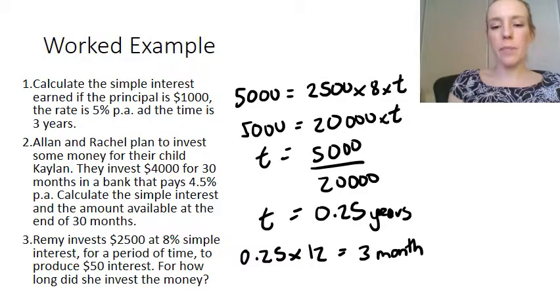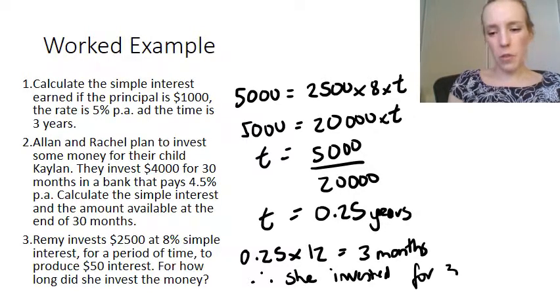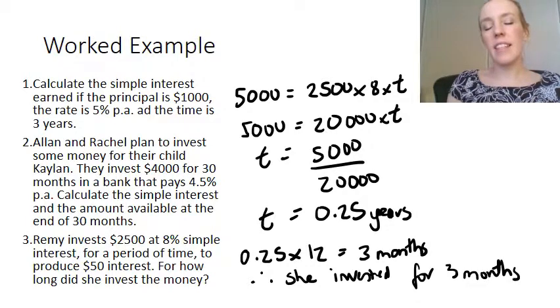So it's 3 months. So therefore, she invested for 3 months. You could leave it as that 0.25 years, but it's kind of a weird way to measure time. I think it's probably better to turn into months.